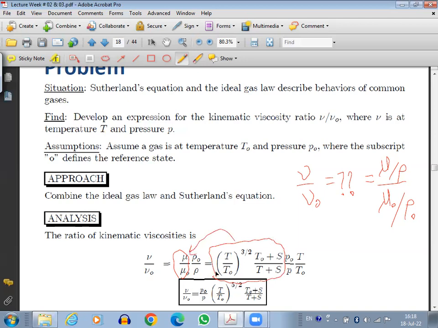Now what's left is rho naught over rho. This rho naught is going to come up, this rho is going to go down. But we know that P equals rho RT, or we can say that rho equals P over RT. So I can just substitute here, P over RT. It will be P naught over R T naught, and here it will be P over RT. R will cancel because it's the same gas, so the gas constant will be the same. So we're going to get P naught over T naught divided by P over T. So it will become P naught into T divided by P into T naught.